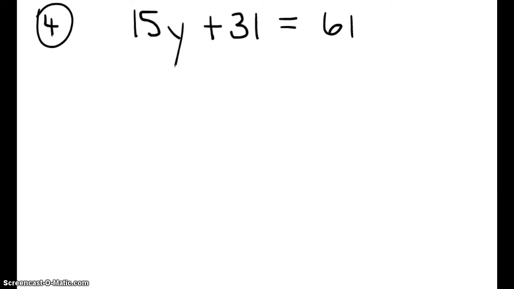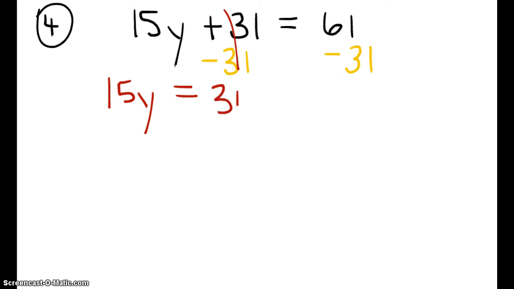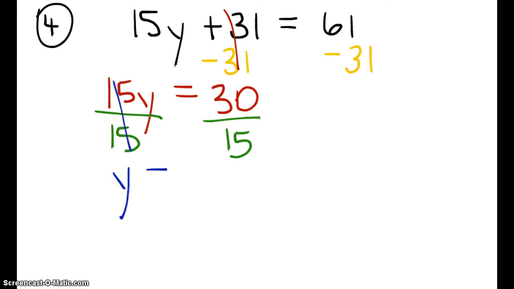Alright, so now we've got to get rid of these positive 31s, so we're going to do negative 31, or minus 31. Now we're going to say 15y equals, because those zeroed out, 61 positive and 31 negative, or subtract the 31, is 30. Alright, now we've got to divide both sides by 15. So those divided out, we were left with y, and y equals 30 divided by 15 is 2.